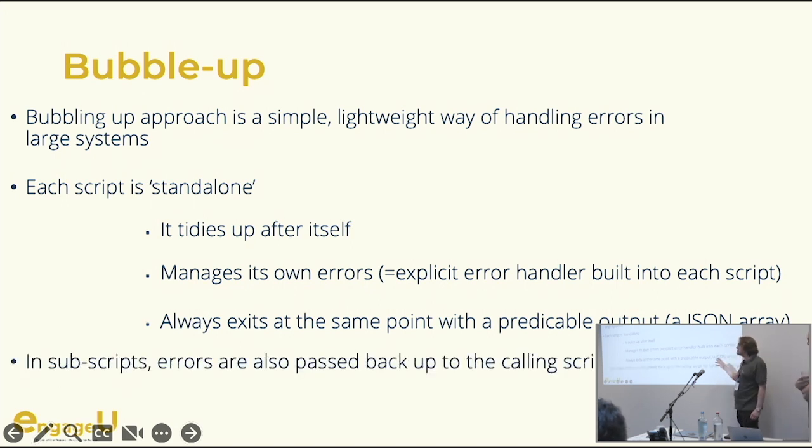Also in subscripts, because it's always exiting with this JSON, it's effectively passing the error up to the calling script. In case the calling script also needs to handle any errors at its end to say, I called this subscript and asked it to do something, it hasn't done that, therefore I can't carry on either, therefore I've got to clean up my own mess. So it's like a sort of hierarchical system.